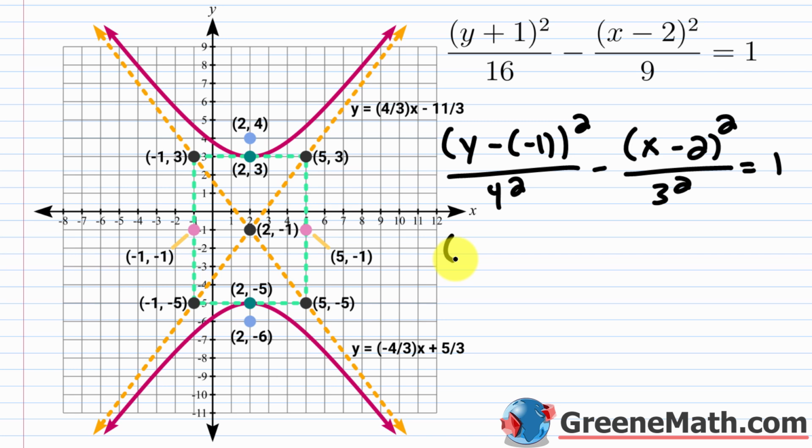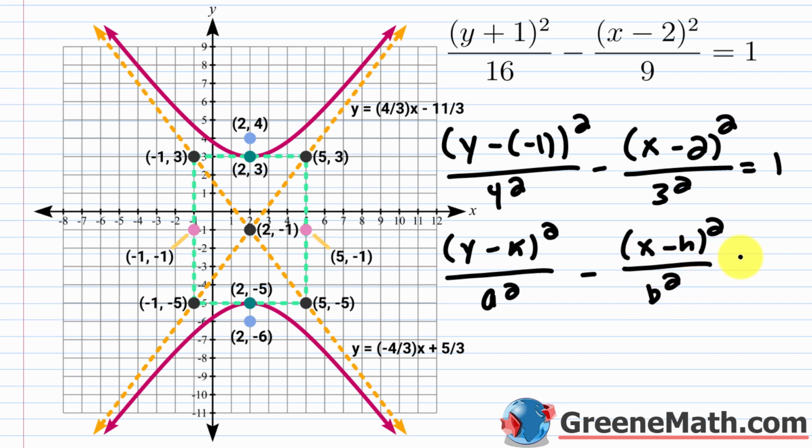So I know that I'm going to match this up to my formula where the transverse axis is vertical and the center is at h comma k. So this is y minus k quantity squared over a squared, and then minus x minus h quantity squared over b squared, and this equals 1. If you can just remember this, you're pretty much going to be good to go. So you can match things up.